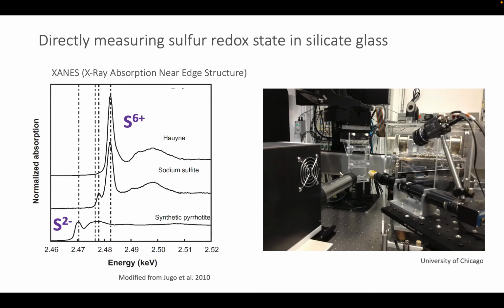And I'm just showing an example of some XANES spectra here for some reference materials. I just want to show you what it looks like to see differences in sulfur valence state in these spectra. So we have sulfate with this really sharp peak at higher energy, and then this broader sulfide peak at lower energy. And so these are really distinctive differences in the spectra that we can actually use to calculate the relative proportion of both of these two species when we measure these signals in silicate melts.